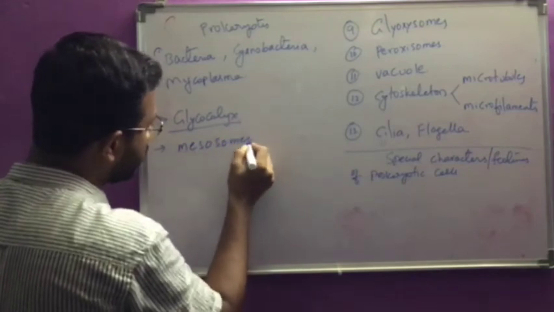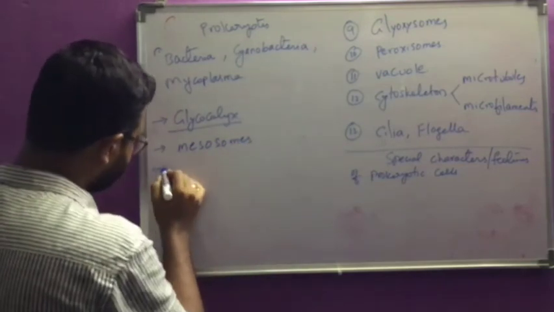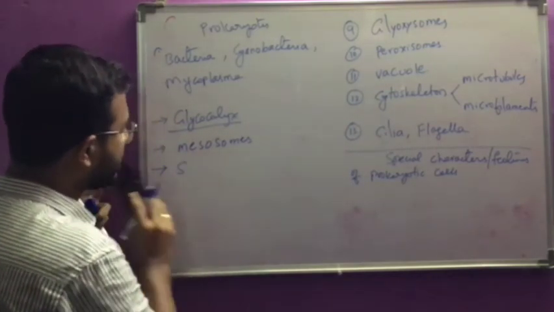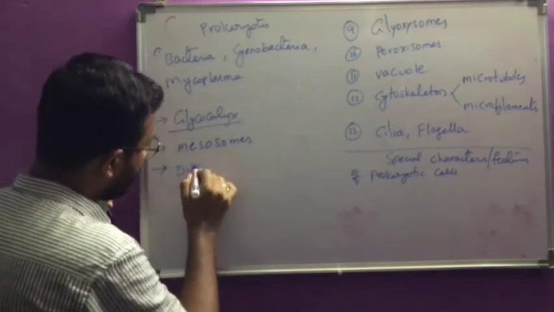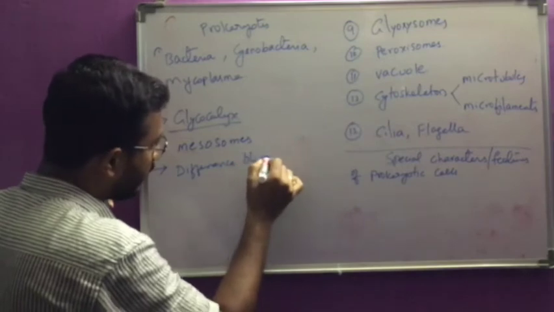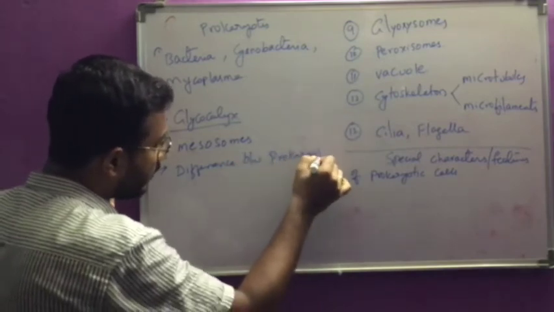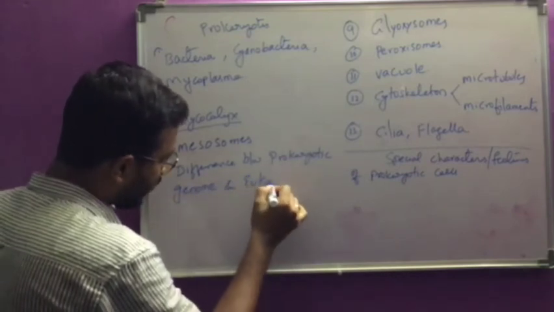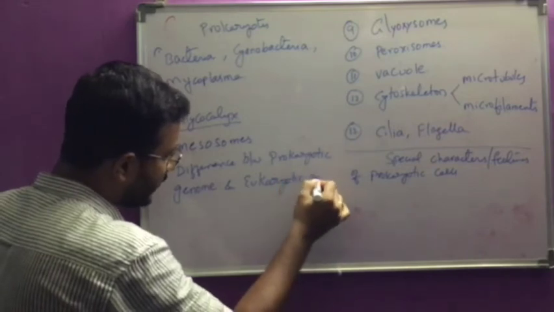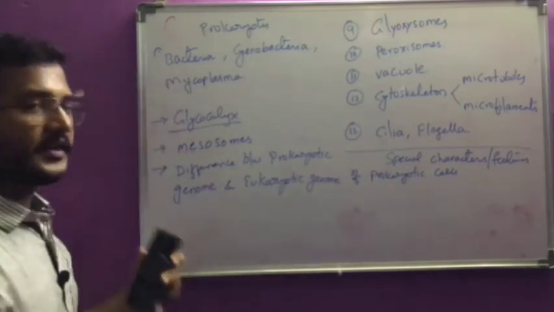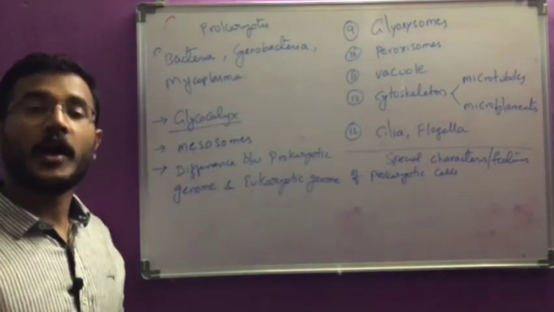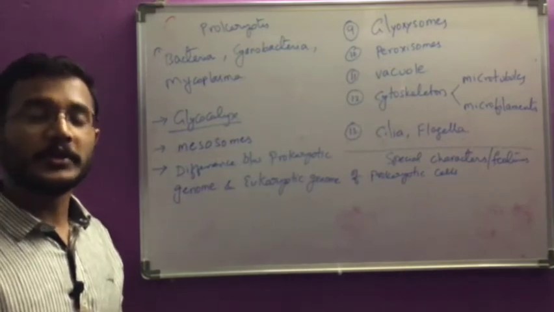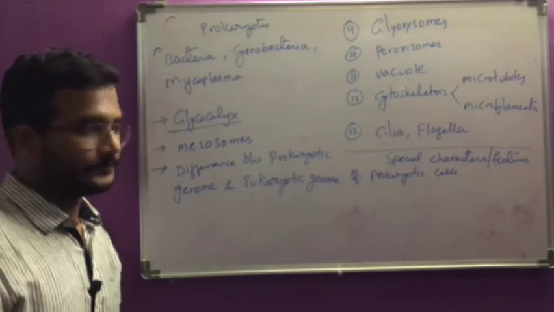And mesosomes. What are mesosomes? What are their functions? And what is the speciality or the difference between the prokaryotic genome and the eukaryotic genome? How the genetic material, the DNA, is established and how it is packaged in the prokaryotic cell and how it is packaged in the eukaryotic cell. Those differences we have to know.